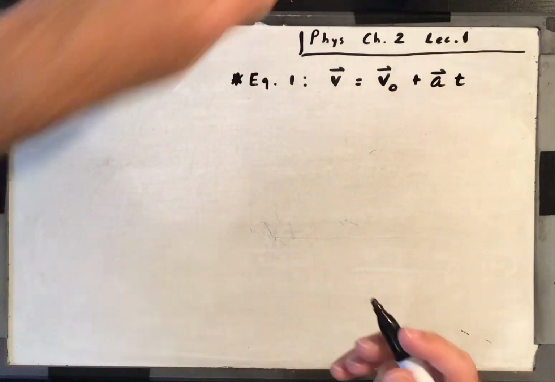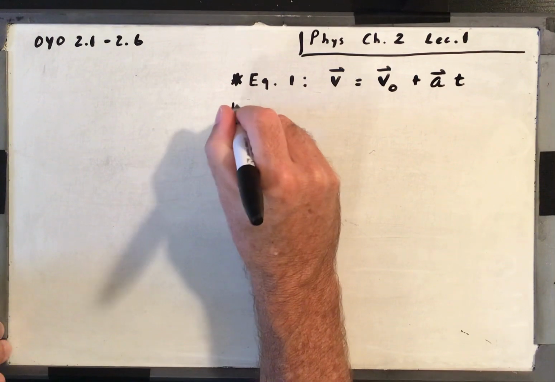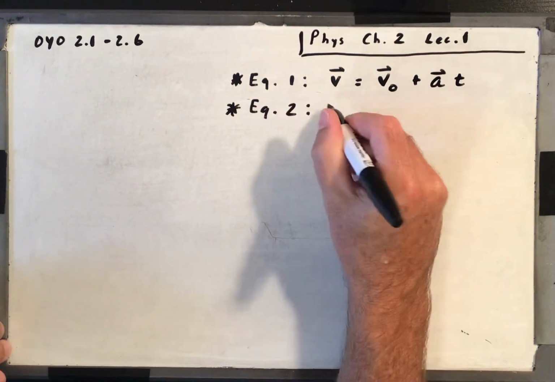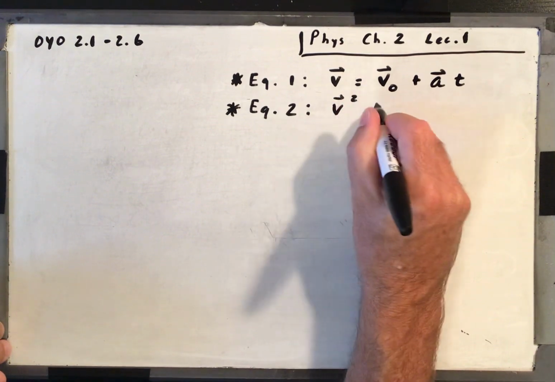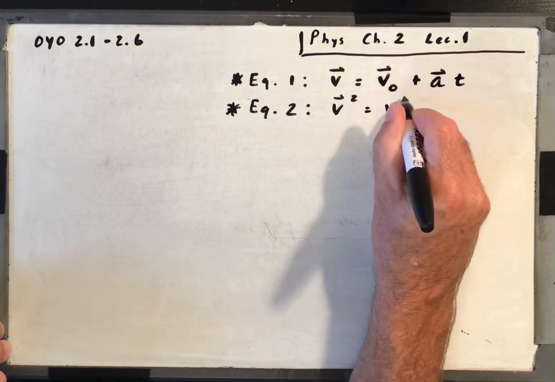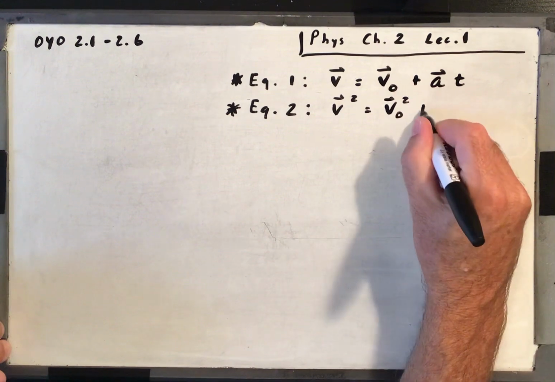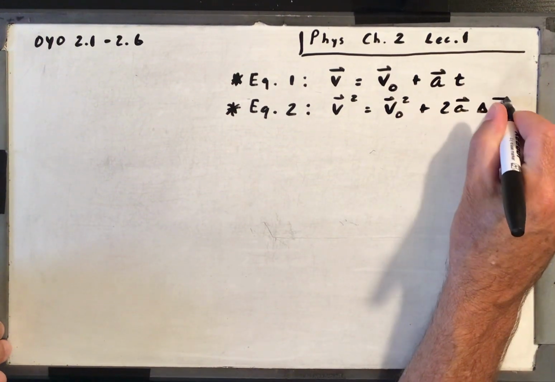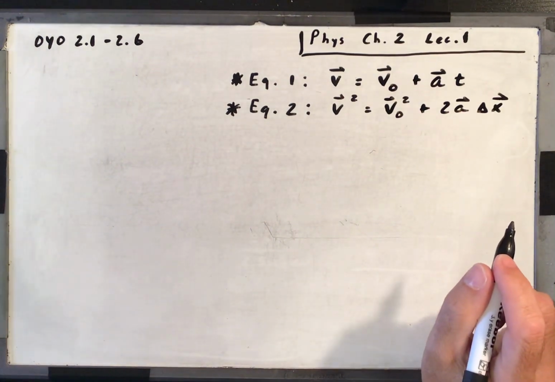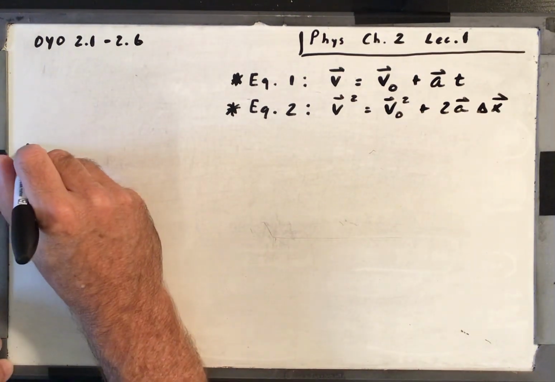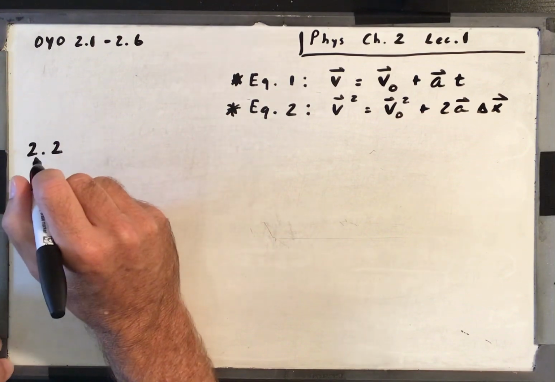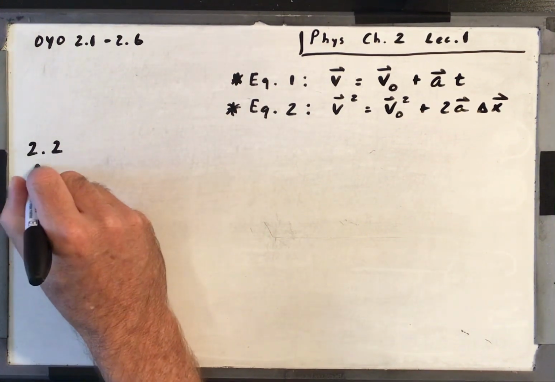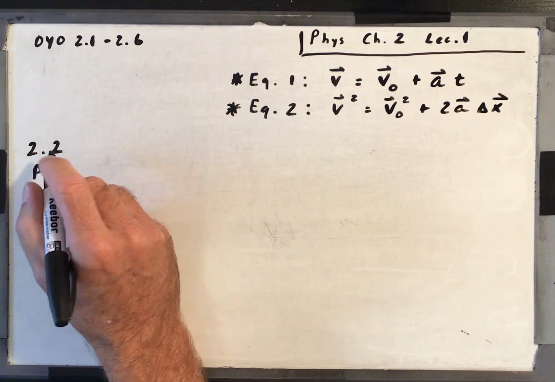Equation 2 that you have to memorize is final velocity squared is equal to initial velocity squared plus 2 times acceleration times displacement. Let's work a problem that involves that equation. So problem 2.2. This is on page, flip over to page 43.